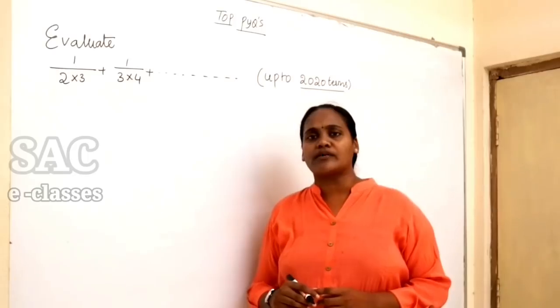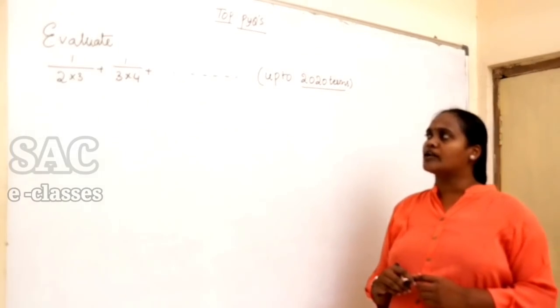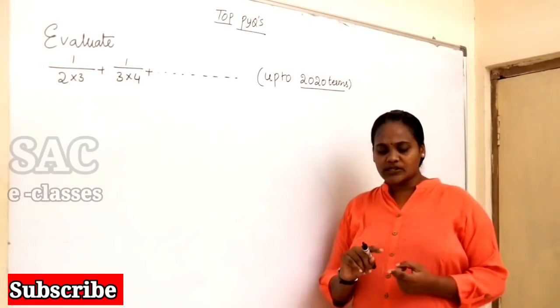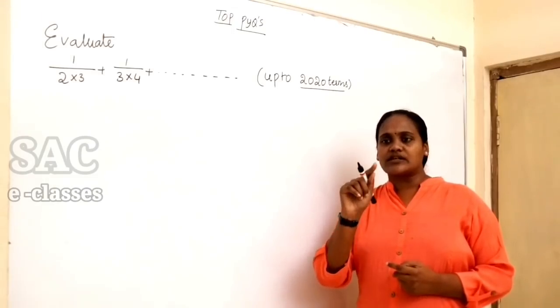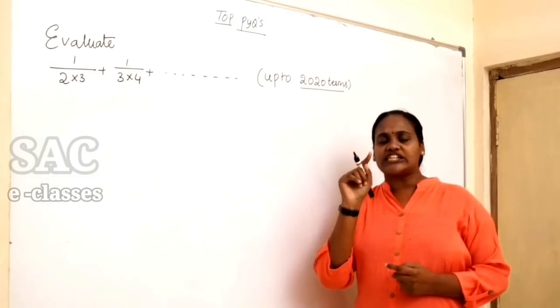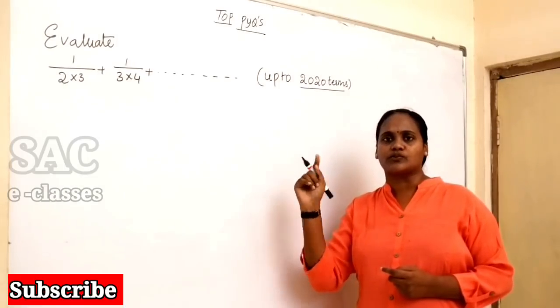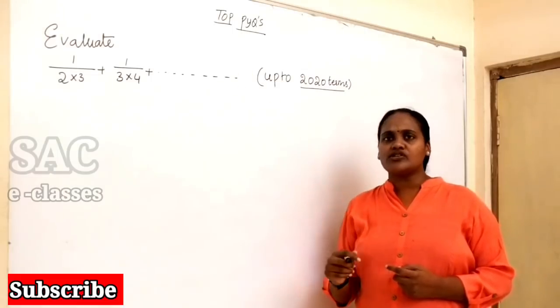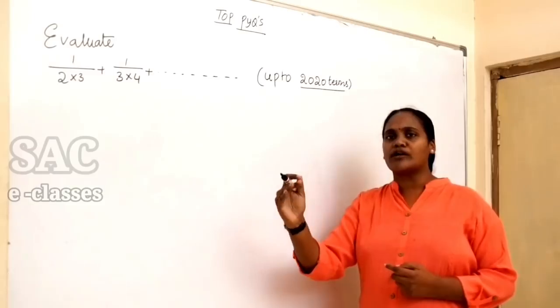What is that? 1 by 2 into 3. What is the second term? 1 by 3 into 4. First term means 2 into 3. Means first term, if you think that it is the 1 plus 1 into 1 plus 2. Which the next term? Second term means you can write it as 3 into 4, means one more.